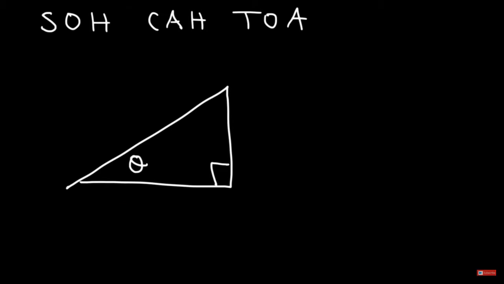Now, there are three sides of this triangle that you need to be familiar with. Opposite to theta, this is the opposite side. And next to the angle theta is the adjacent side. And across the box, or the right angle of the triangle, is the hypotenuse. That's the longer side of the triangle.